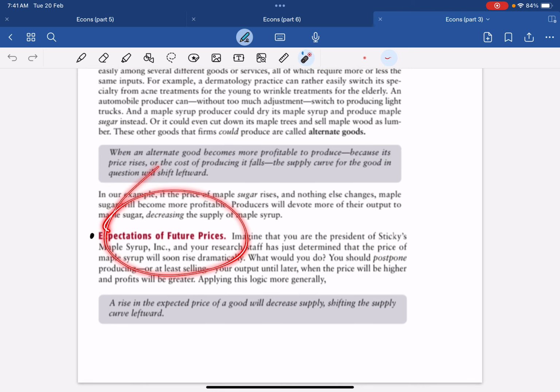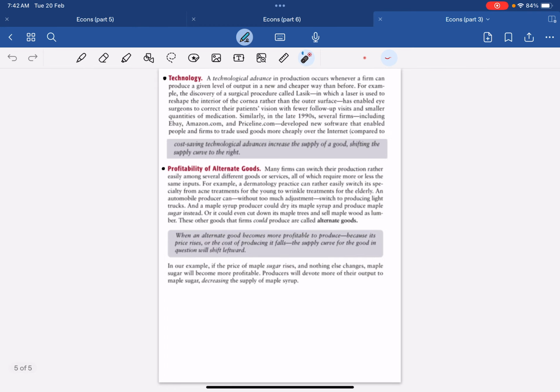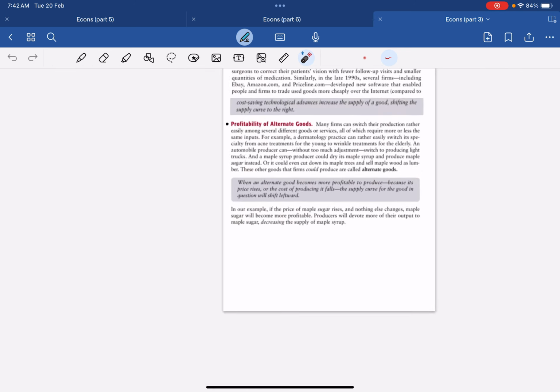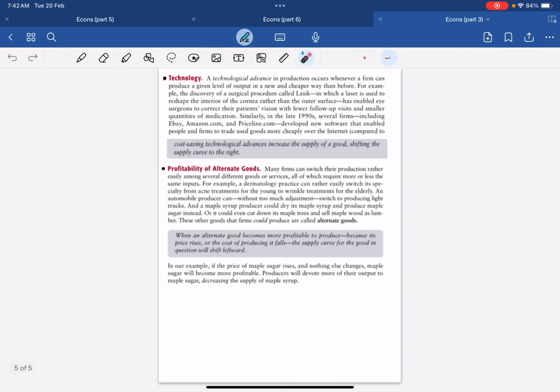Another way is the expectation of future prices. For this one, it affects both demand and supply, as if future prices are expected to increase, then you want to have fewer goods now so that in the future you can price it higher. Technology will mean that you have cost saving technology, which will also increase the supply. And that's all for the non-price determinants of supply.